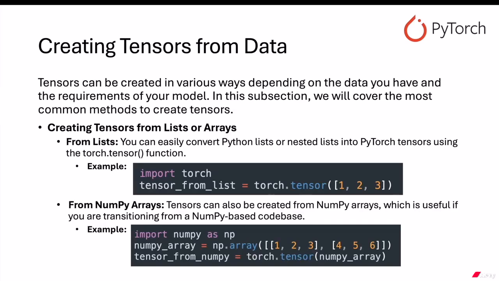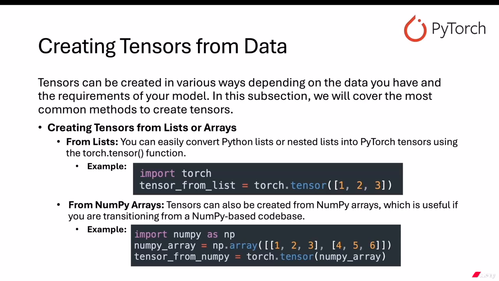Creating tensors from data. Tensors can be created in various ways depending on the data you have and the requirements of your model. In this subsection, we will cover the most common methods to create tensors. Creating tensors from lists or arrays. From list, let's see how we can do this. You can easily convert a Python list or a nested list into PyTorch tensors using the torch.tensor function. Here's an example. Import torch and then you can say tensor from list, which stores torch.tensor from an array 1, 2, 3 or from a list.